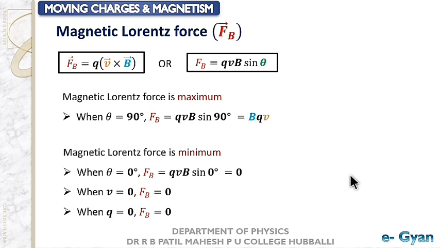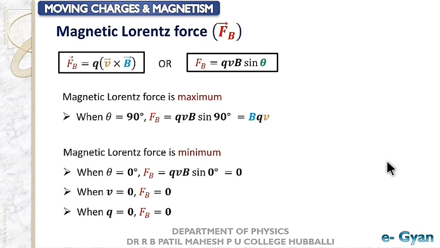And also if the magnitude of the charge is 0, that is 0 coulombs, then there will be no magnetic Lorentz force. This is the case with a neutron. If you take a neutron and pass it through a magnetic field, it doesn't experience any magnetic Lorentz force, right?